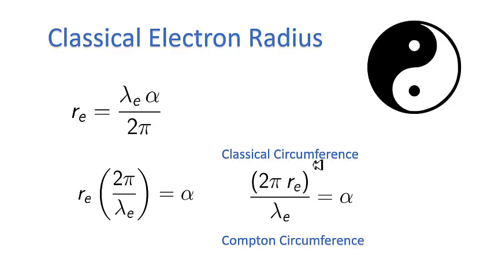I'm still trying to figure out what the true meaning of the classical electron radius is, because in my model, the classical electron radius is not the circumference of my system. But for some reason, the classical circumference divided by the Compton wavelength, which is the circumference of my model, is exactly the fine structure constant.